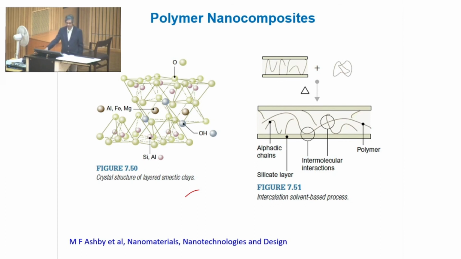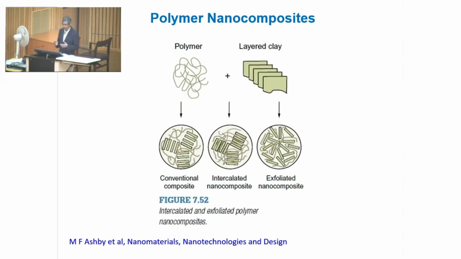The layer structure is shown here in 2D. You can see that aluminum, iron, manganese create this charge imbalance, which later on can be used for better bonding with the polymer matrix. So to overcome this problem, exchange reactions are usually carried out with a variety of organic cations to open the clay structure. So polymer nanocomposites can be of three types: conventional composites, intercalated nanocomposites, and exfoliated nanocomposites.